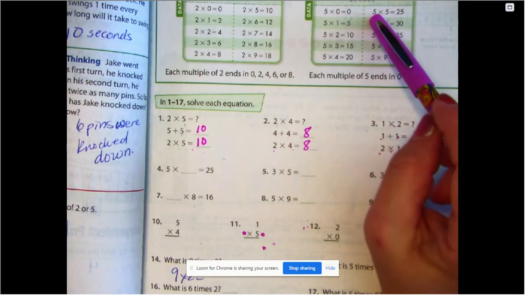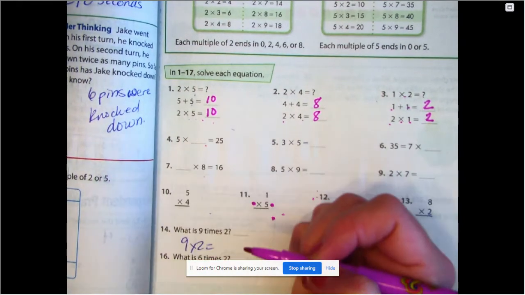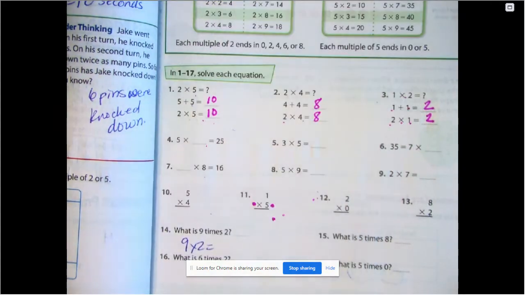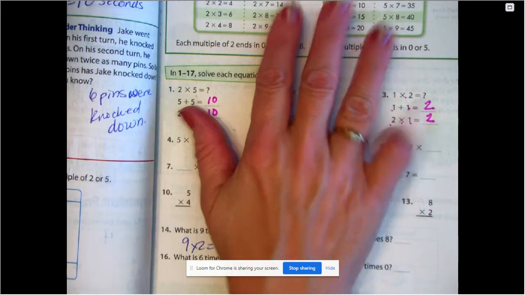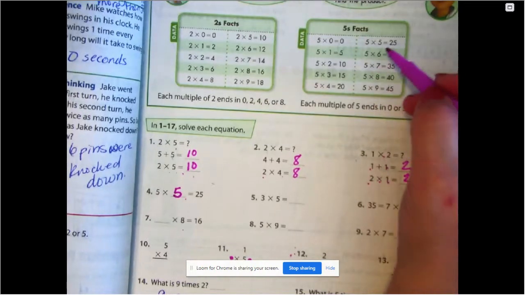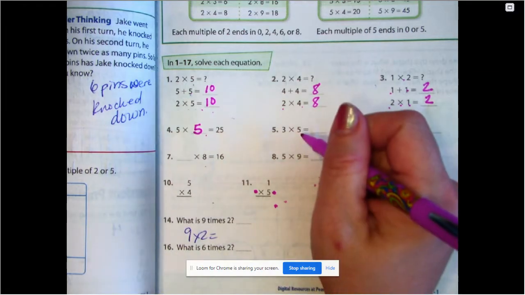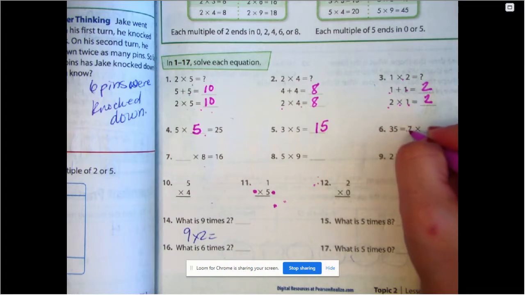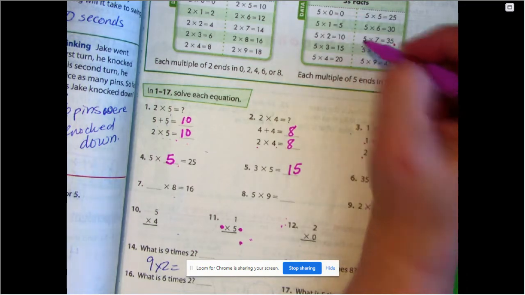And you also had these times tables up here that you could refer to. All right, 5 times what equals 25? Now we can look up here to see it on one of these, or we can count by 5. So if we count 5, 10, 15, 20, 25. So that's 5 times 5. And if we look up here and check, 5 times 5 is 25. Okay? 3 times 5, 5, 10, 15. 35 is equal to 7 groups of, and if we look up here, 35 is equal to 7 groups of 5.